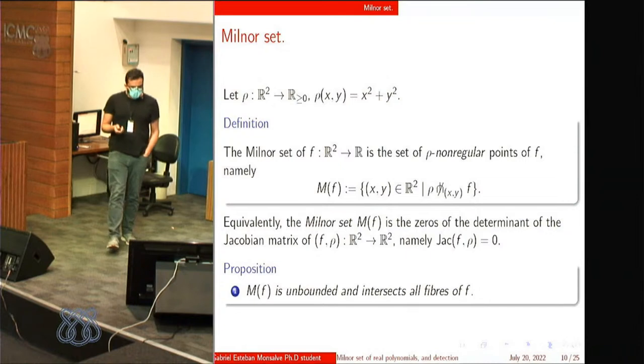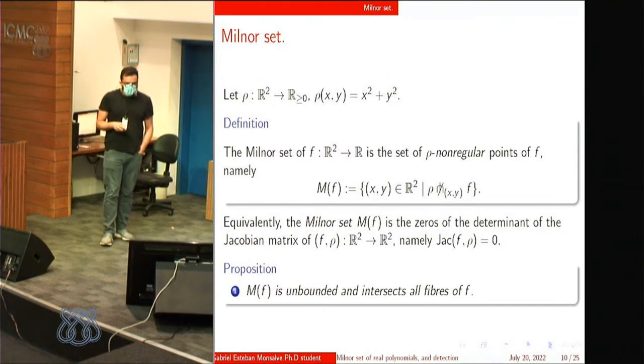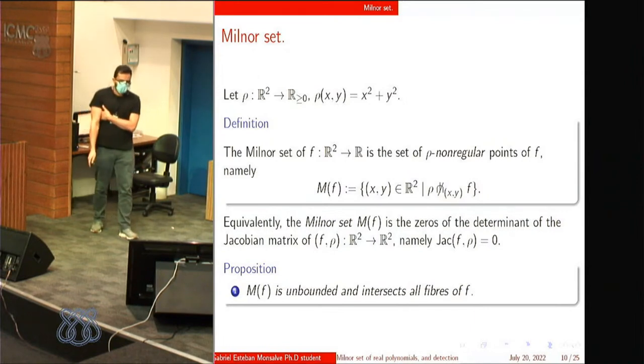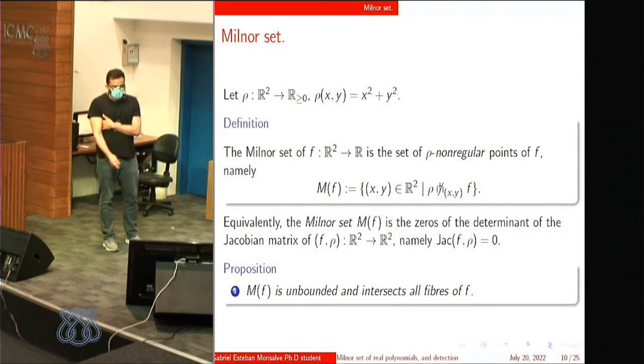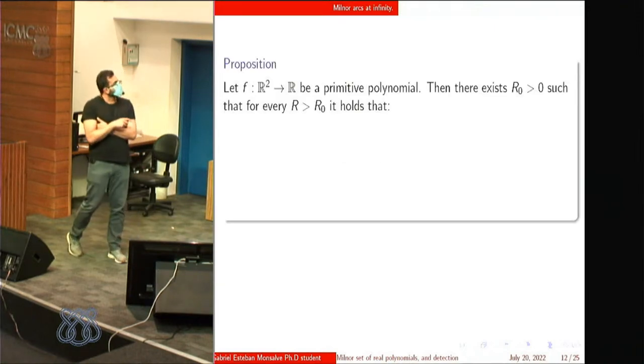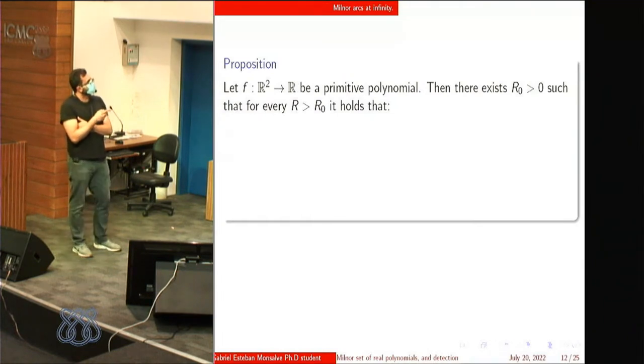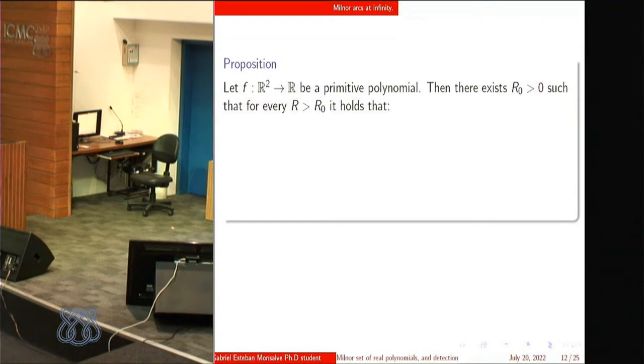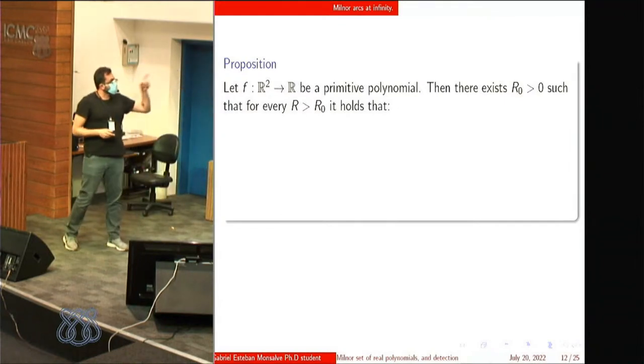A proposition is that M_F is an unbounded set and intersects all the fibers of F. This is going to be very useful for defining the Milnor arcs at infinity. These Milnor arcs at infinity depend on a proposition that I'm going to state right now. Let F from R2 to R be a primitive polynomial. A polynomial is primitive if F cannot be written as the composition of a polynomial in one variable with the function rho. If that's true, it's primitive.